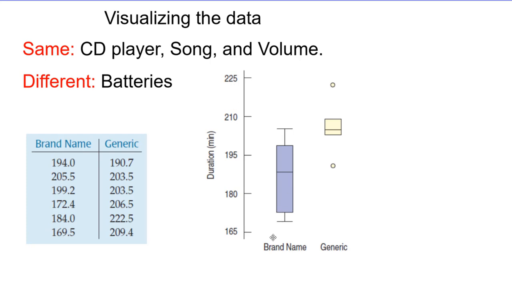With the brand name, we notice that there's more variation and a slightly larger range. And the brand name actually performed worse: the duration in minutes is less than the generic, which is interesting. The generic was also very consistent. You notice the IQR, the interquartile range. There also were no values outside the first quartile and the third quartile, except these outliers.